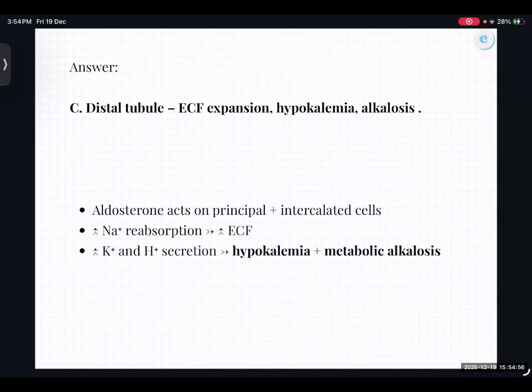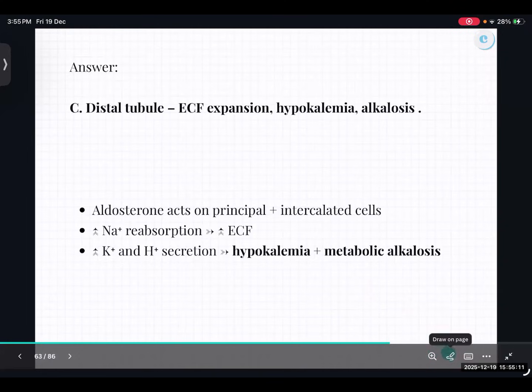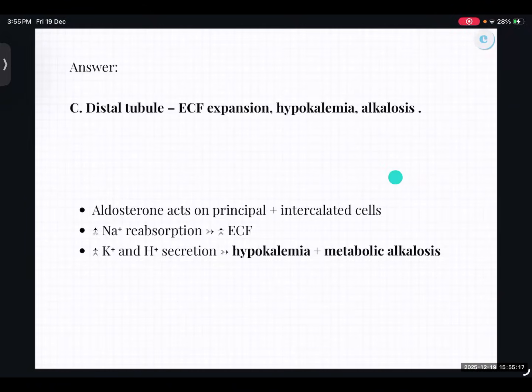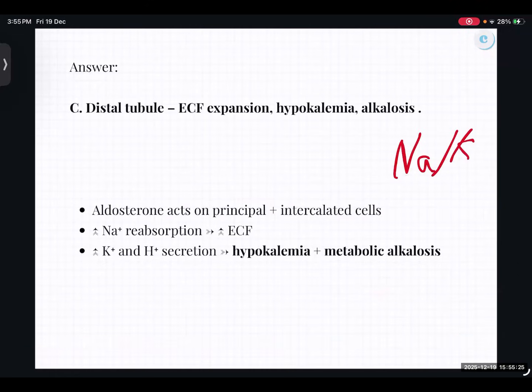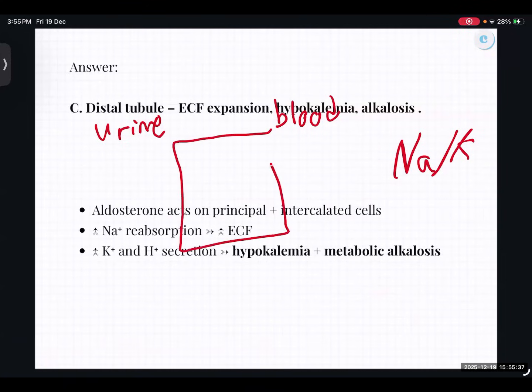So, how do hypokalemia and alkalosis happen? We know hypokalemia is when we have very low potassium. Aldosterone actually triggers a very important channel, and you guys know it, I'm pretty sure. It's the sodium potassium pump. Let's say here's the urine and here's the blood. This is a very simplified one. And here is our kidney cell.